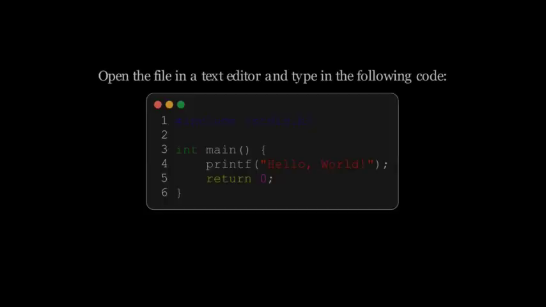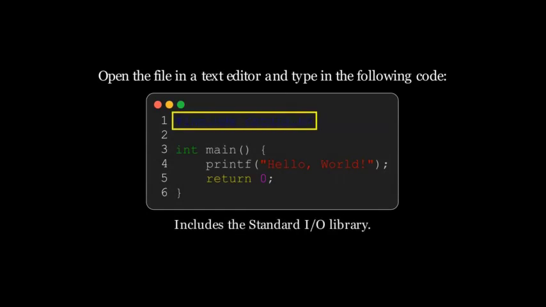Now, let's write a C program that prints "Hello, world." Start by creating a file named main.c. Open this file in your preferred text editor and type in the following code. Let's break down this code line by line.